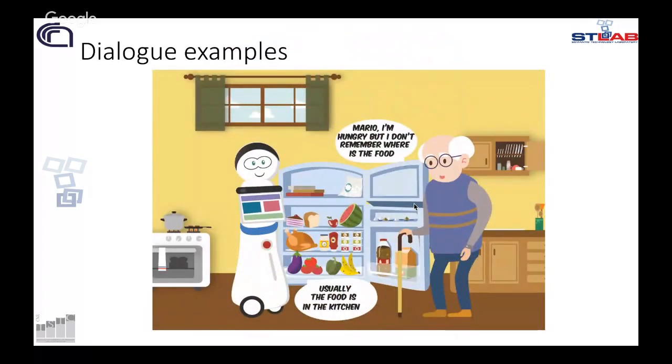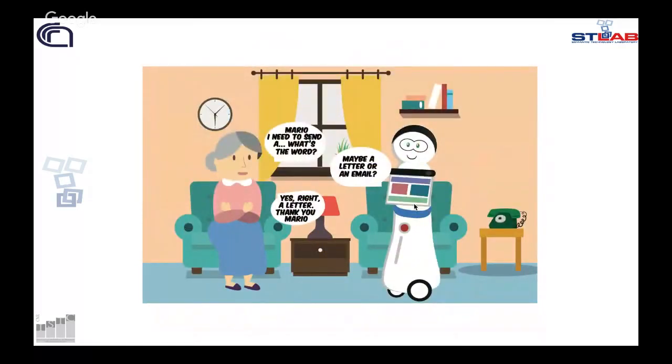And the types of examples of dialogue can be that the person doesn't know where to find food. So Mario should have common knowledge, such as knowing that food is usually in the kitchen, or help them identify a word that they cannot remember. Like in this example, Mario, I need to send, what's the word?